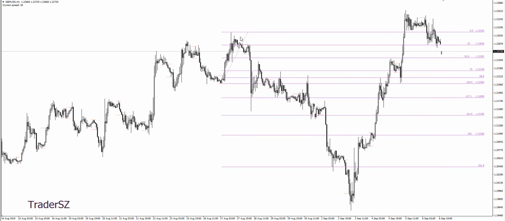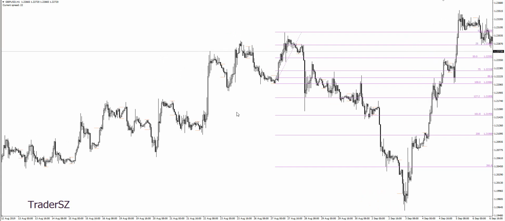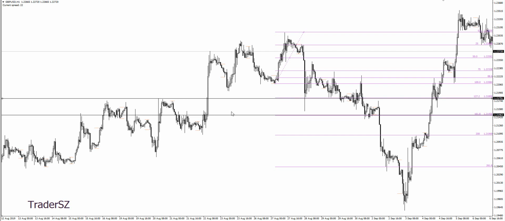So for whatever reason you're aiming for lower prices, I'm not going to get into entries or biases. This is just profit taking. Say you're looking for bearish biases. Well, you've got the 127.2. And what does that line up with? Structure there, those highs there. The 161.8 lines up with some structure there.